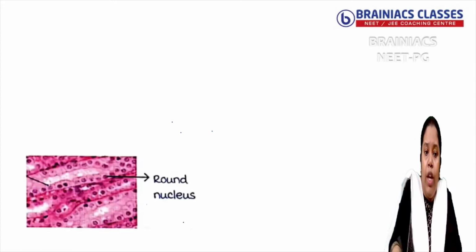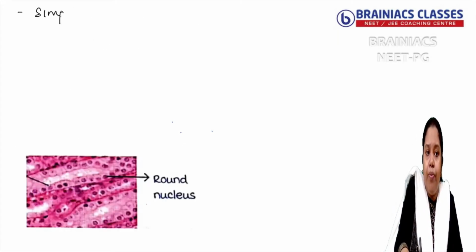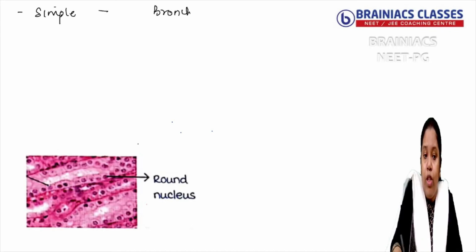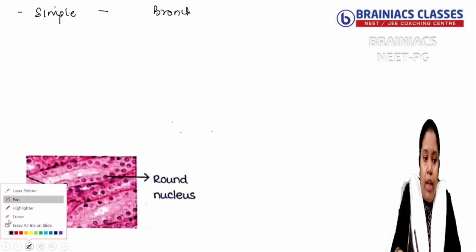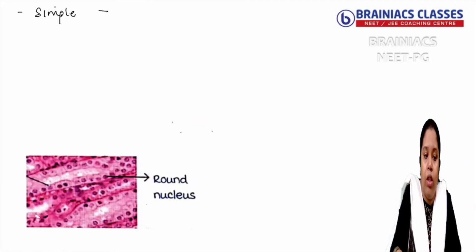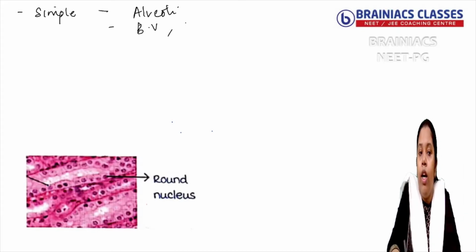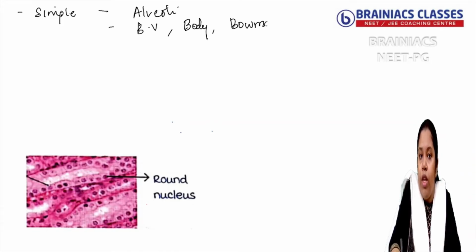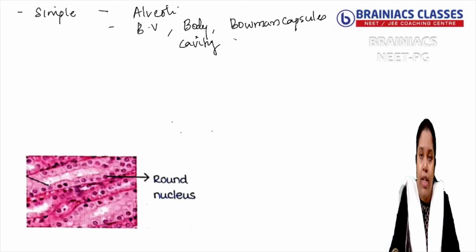That is why we can see simple squamous epithelium in the alveoli, then the blood vessels, then the body cavities, and the Bowman's capsule. So these are the places where you can see simple squamous epithelium. So this is about the simple squamous epithelium.